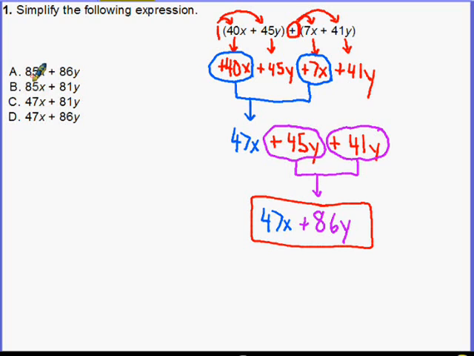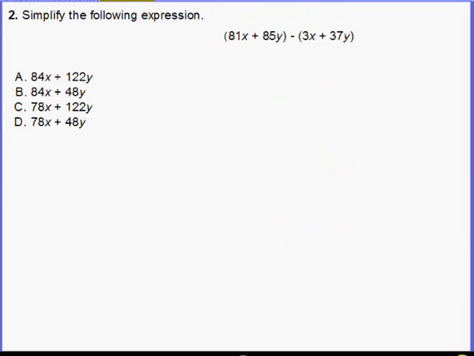And look at A. 85x plus 86y. Does that one match? Nope. It doesn't. So I know that can't be it. Alright, let's look at B. 85x plus 81y. Nope, that's not right. C. 47x plus 81y. That's not it. D. 47x plus 86y. That's it. That's my answer right there. So I would select D as the correct answer.